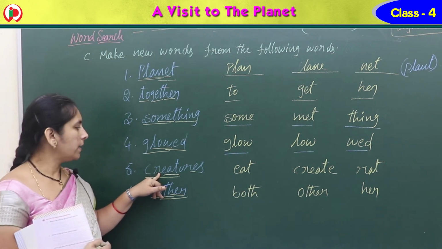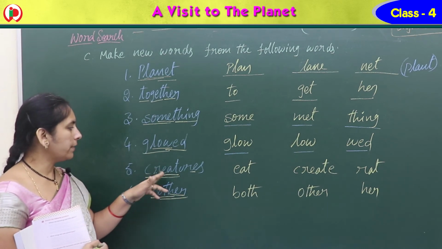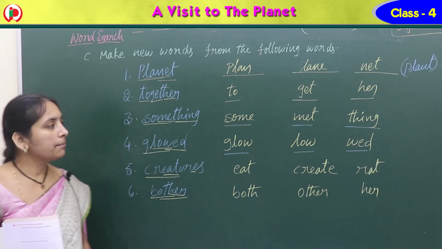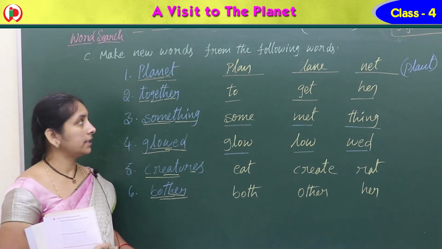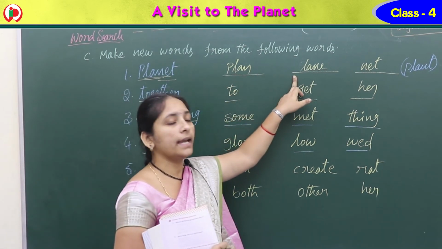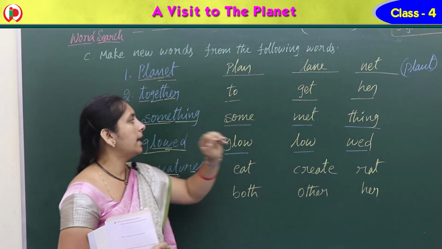Okay? For your class point of view, we don't have some other words. That's why here we have taken the jumbled letters. But remaining continuation order you got it. Right, Nana? Planet. From this we can get plan, lane, net, and together to get her.